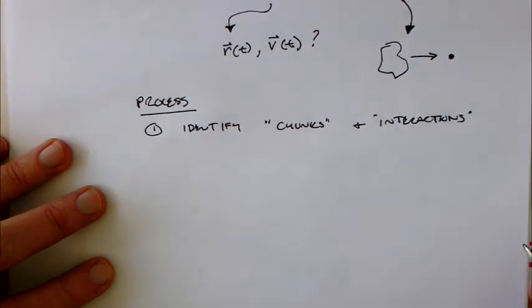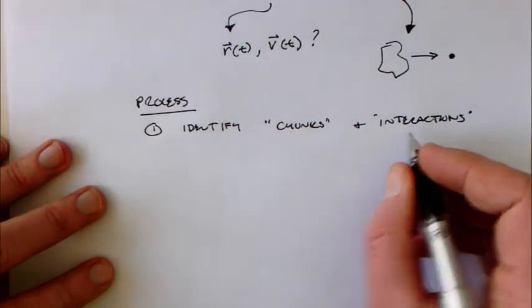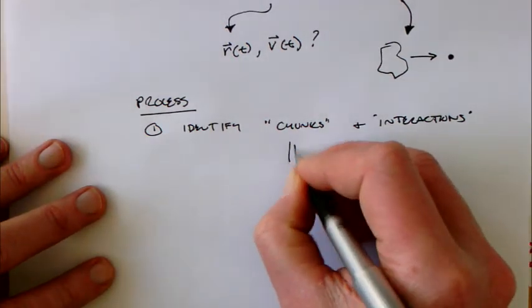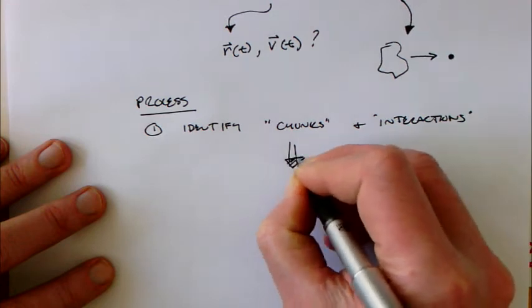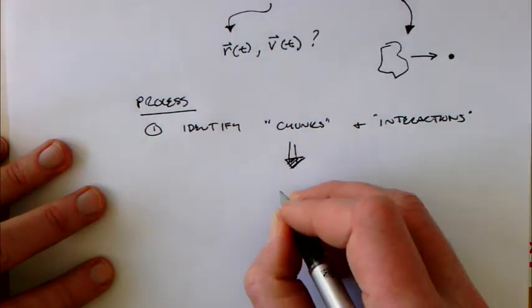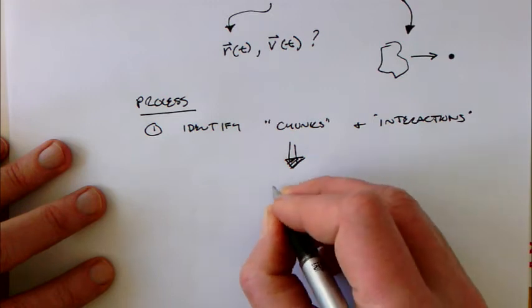Okay? So what we're basically doing is asking the question, how am I going to think about this system? How am I going to abstract it? Am I going to think about this as one point mass or as multiple point masses? Am I going to take gravity into account, or am I going to take drag into account? What are the different kinds of forces I'm going to take into account? Okay, and so the output of identifying chunks and interactions is that I have one or more free body diagrams.